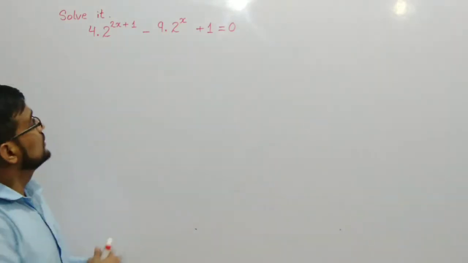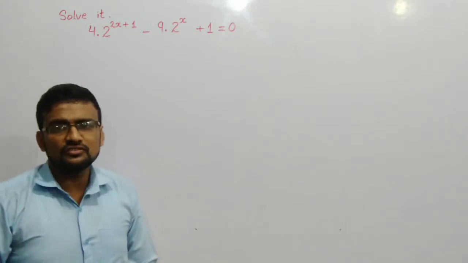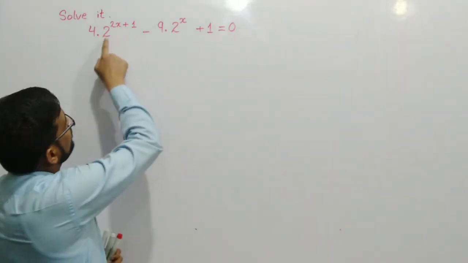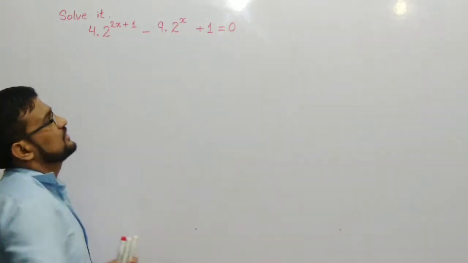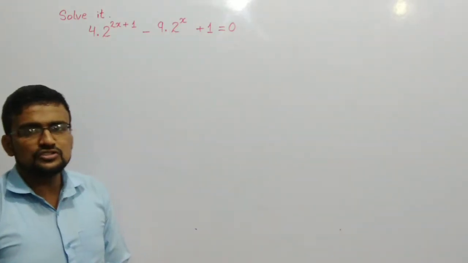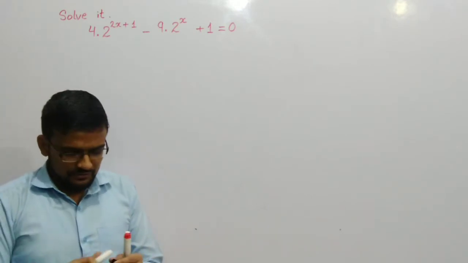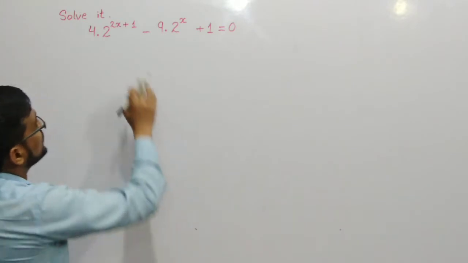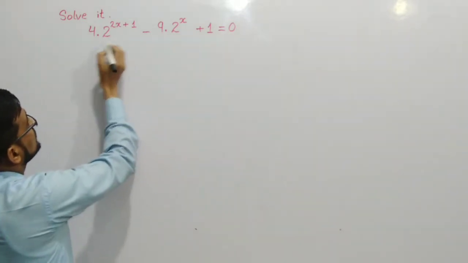This is the exponential equation, because the variable is in the exponent form: 2 raised to power 2x plus 1 and x. Therefore this is called an exponential equation. So student, solve this equation. Firstly, convert this equation into a quadratic equation.